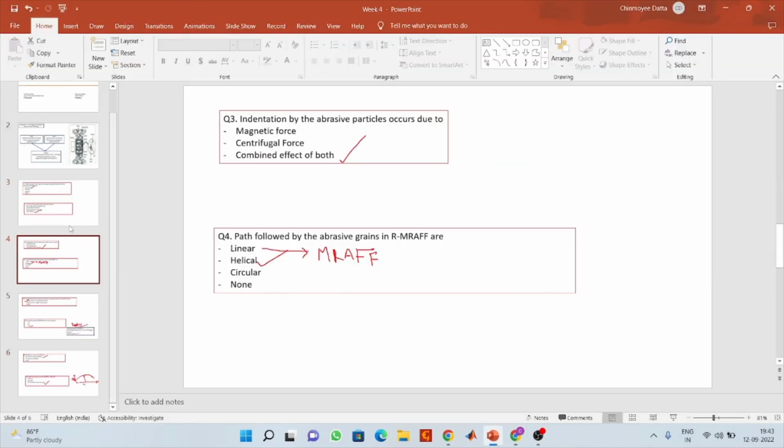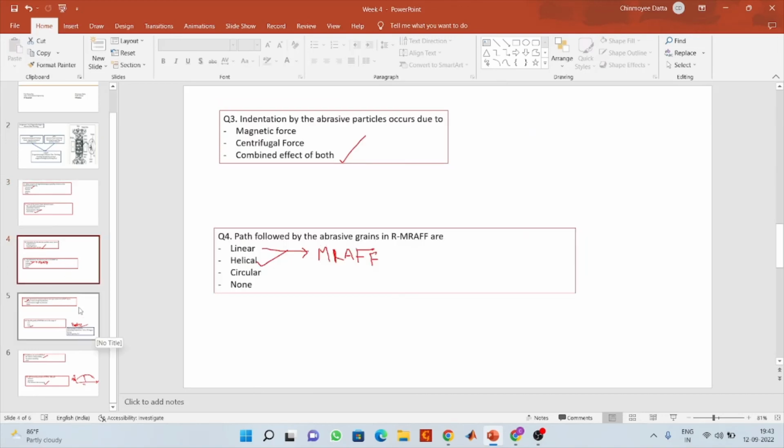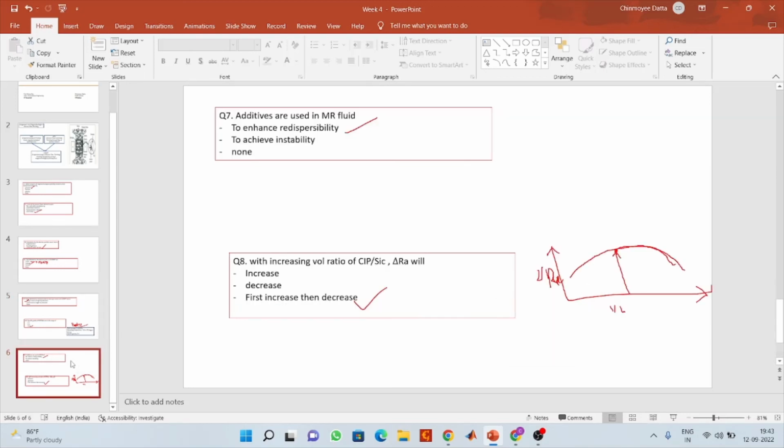Those who have joined later can see the answers to the assignment questions. You can refer to them to solve your questions. Those are the answers to the questions and the explanation.